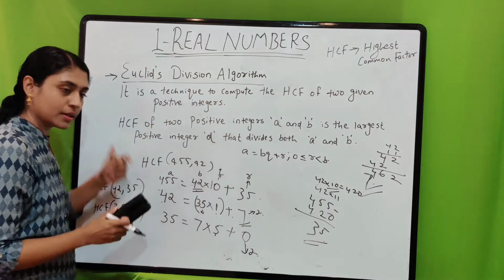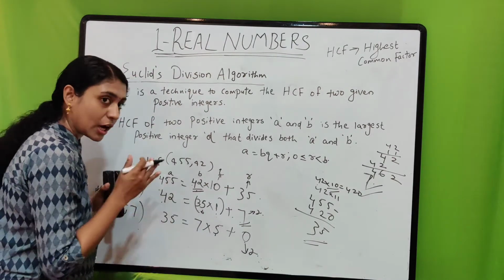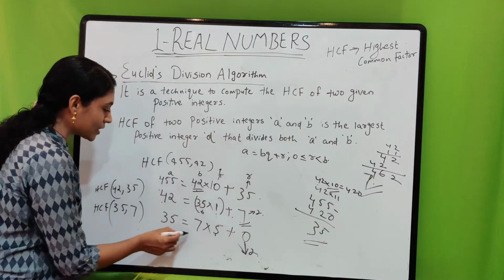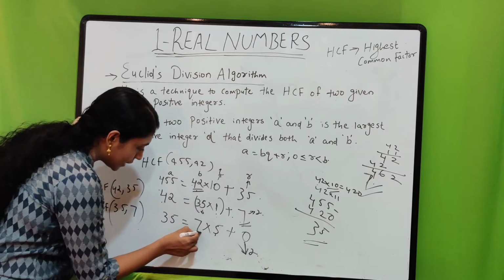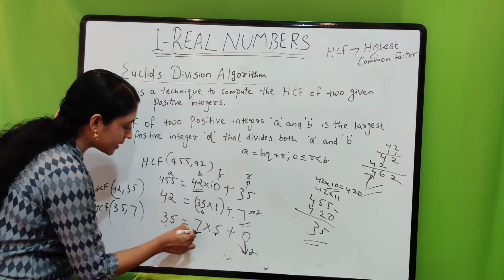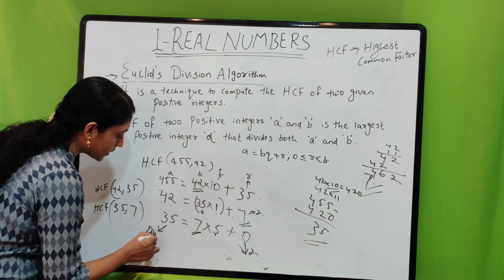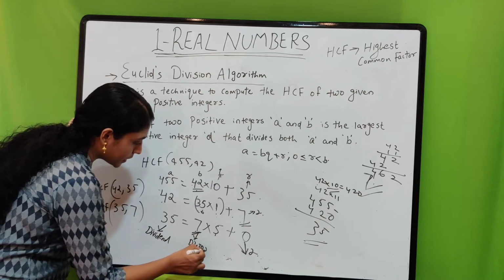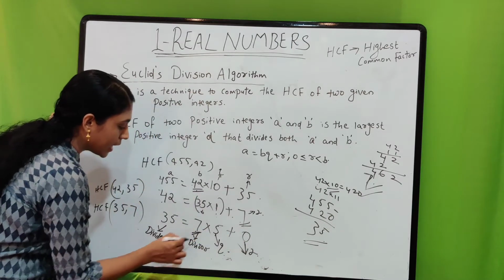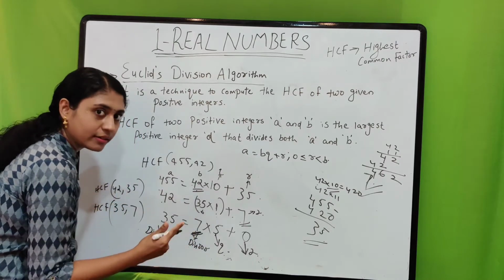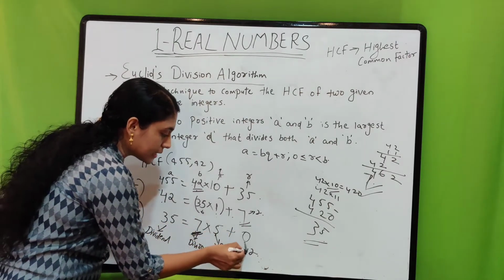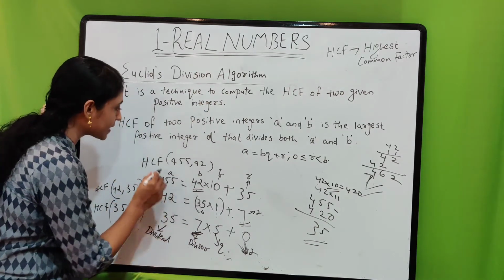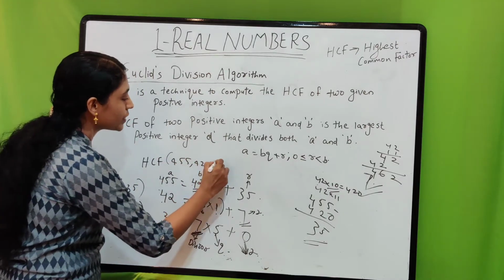So this is the step we have reached, because we have to do it till the remainder becomes 0. And what is the HCF? HCF is the divisor. This is called the dividend and this is called the divisor. This is the quotient we know and this is the remainder. When the step reaches 0 as the remainder, then that divisor is called the HCF. So here the HCF of 455 and 42 is 7.